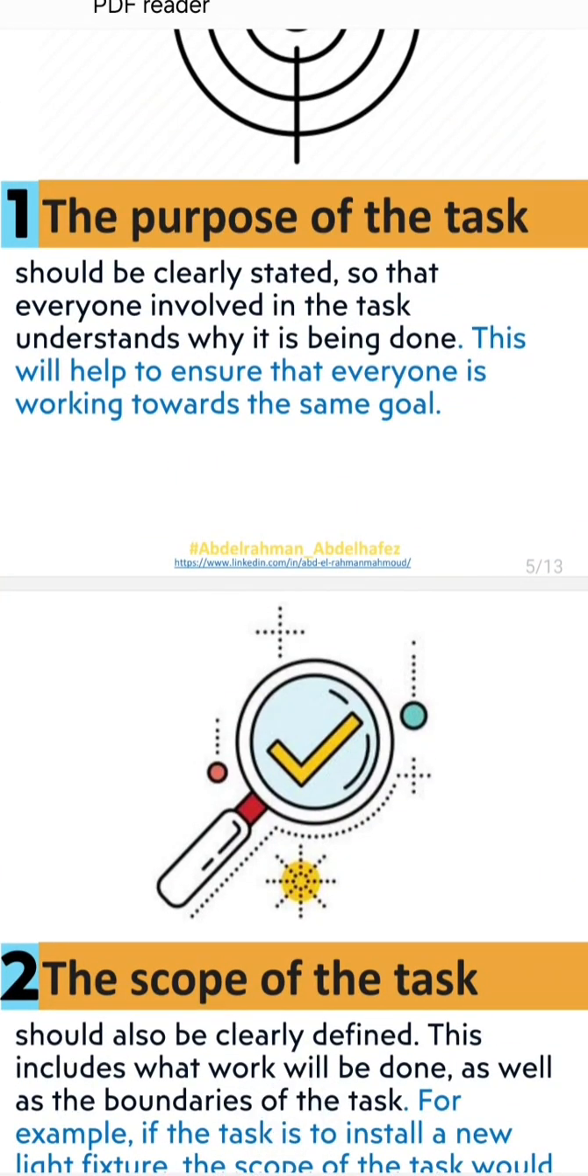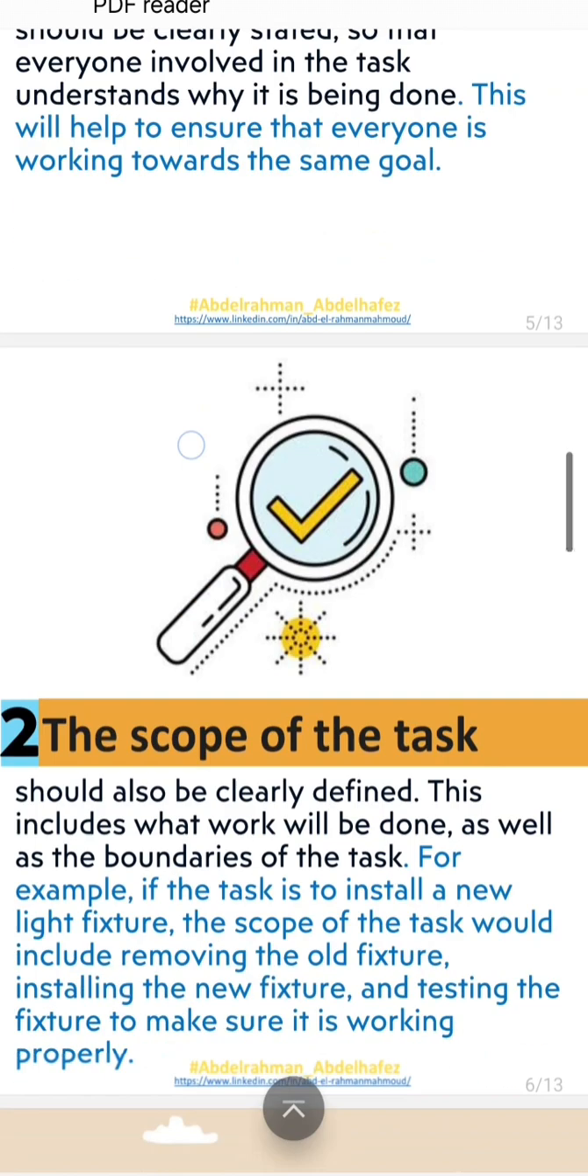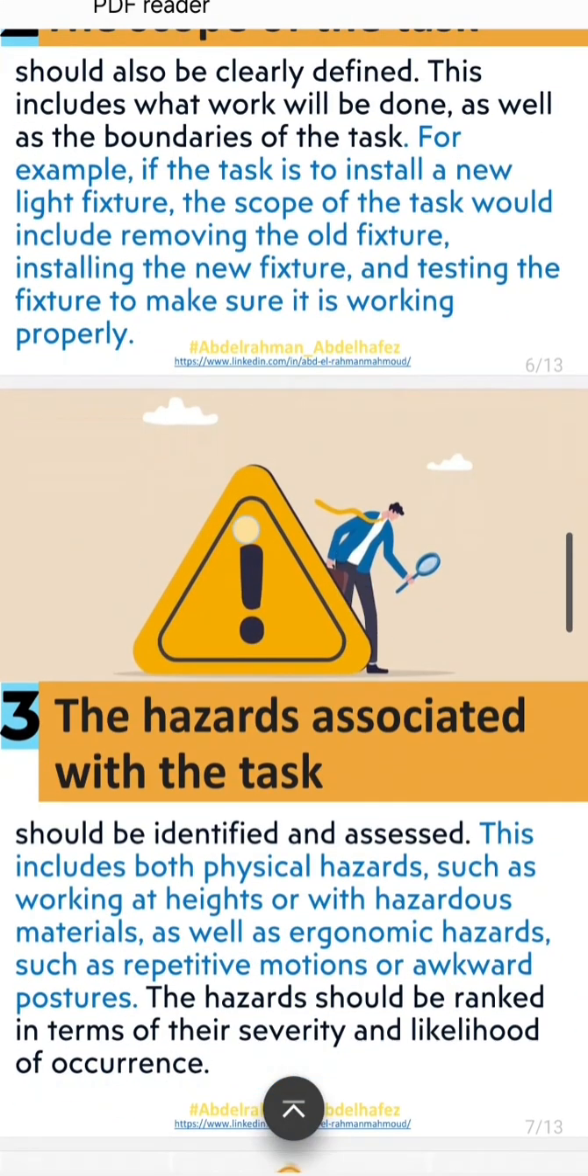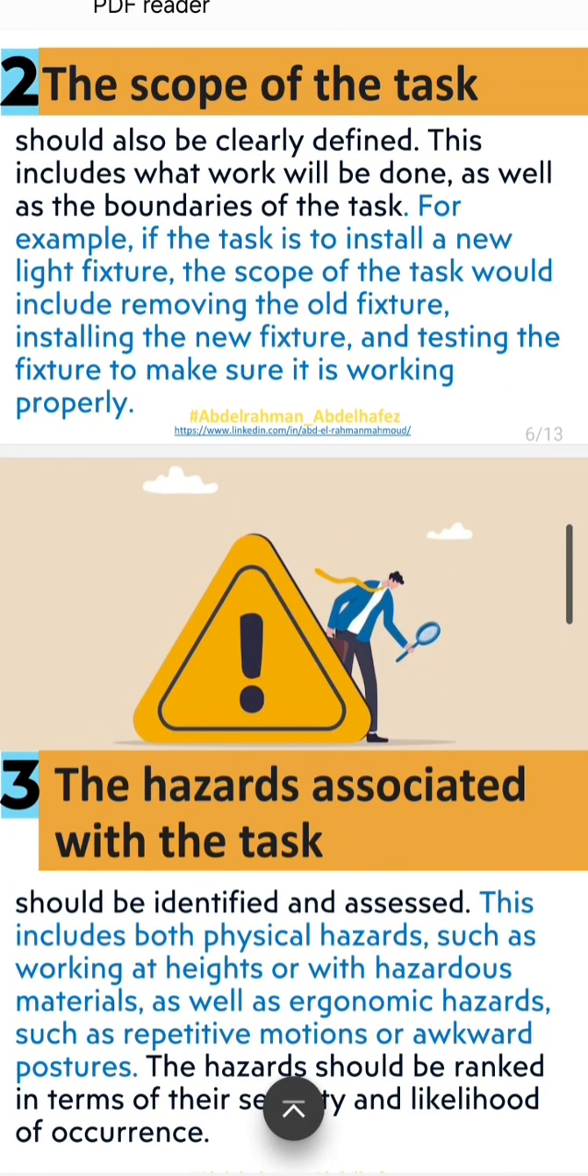So the first thing is the purpose of the task. It should be clearly stated so that everyone included in the task understands why it is being done. This will help to ensure that everyone is working towards the same goal. So when we are going to start any work at the workplace, we should know the purpose of the task. It means first you have to clearly define the purpose. Another thing is the scope of the task. It should also be clearly defined. This includes the work that will be done as well as the boundaries of the task.